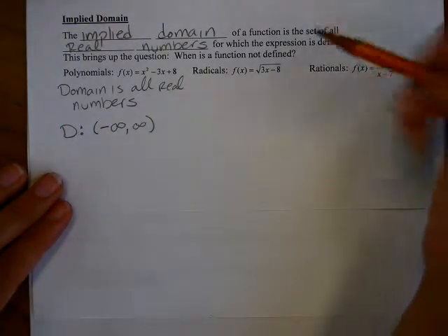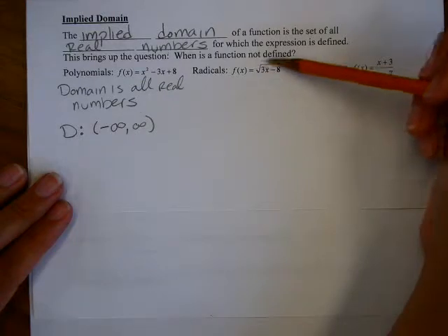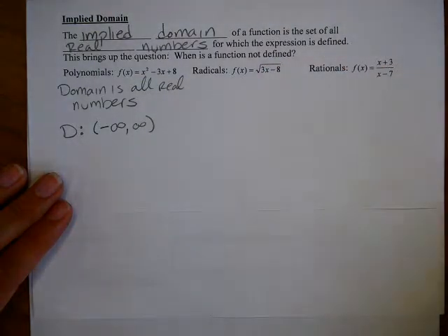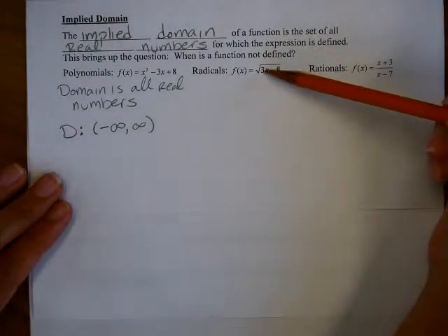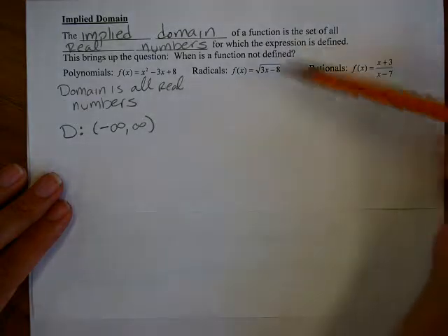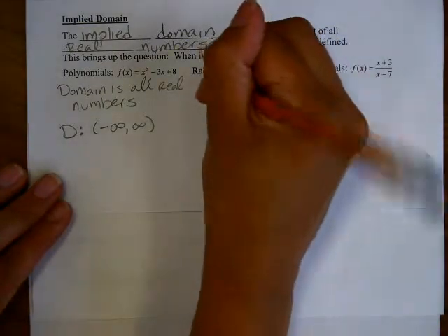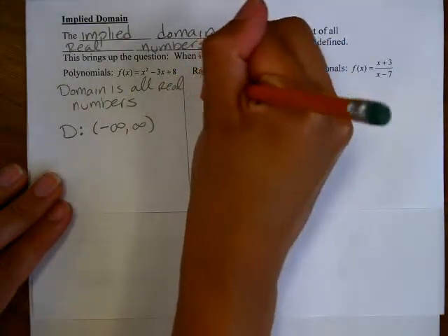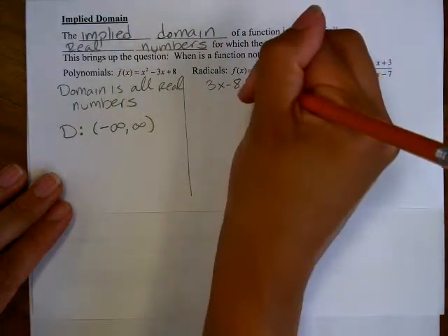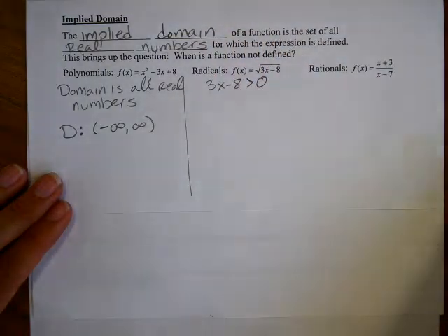What about radicals? Here we have f of x equals the square root of 3x minus 8. Again, think back to your math knowledge. What are you not allowed to plug into a square root? Well, if we're restricting ourselves to real numbers, you can't take the square root of a negative. So we have to figure out, okay, what are the values that would turn this 3x minus 8 into a negative number? So to figure out our domain, we start by saying 3x minus 8 has to be greater than 0. In other words, it has to be positive.